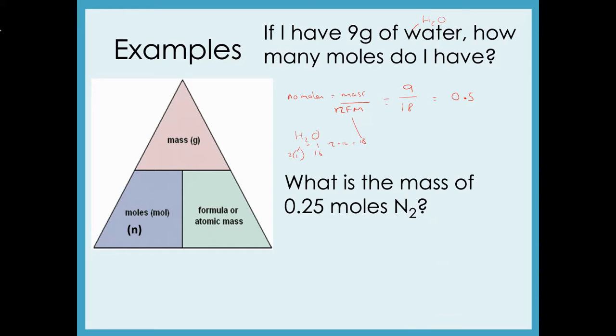Second example, what's the mass of 0.25 moles of nitrogen? So the mass is going to be the number of moles times the relative formula mass. So although this is an element, because it's a diatomic molecule, we need to use a formula mass. So it's 0.25 times, so nitrogen, there's 2 of them, and the relative atomic mass of nitrogen is 14, so that's going to be 2 times 14, which is 28. So 0.25 times 28 is going to be 7 grams.